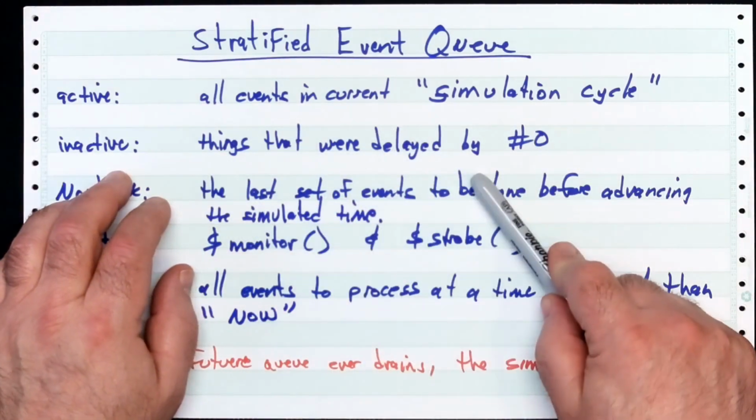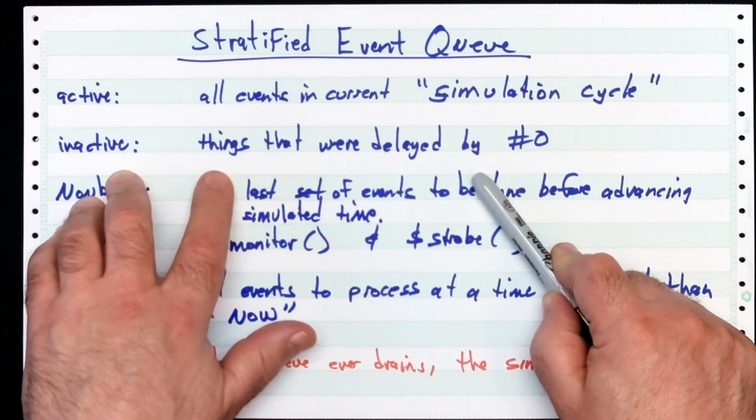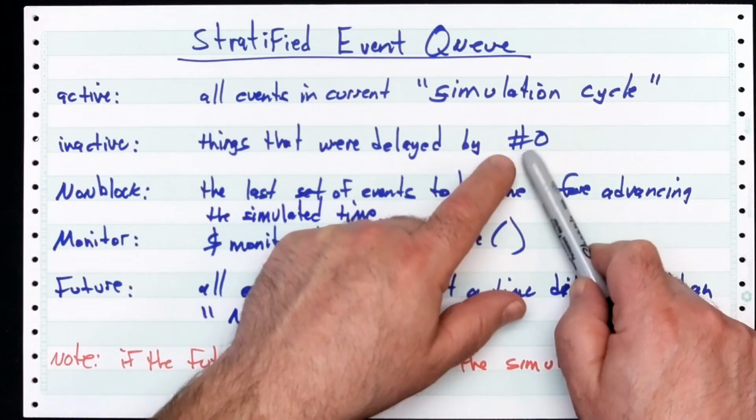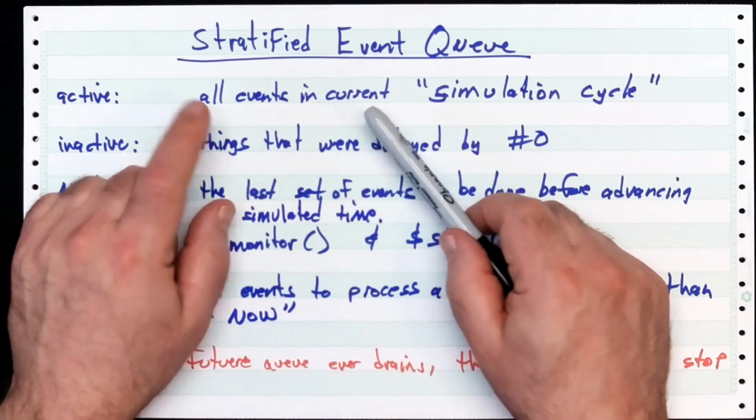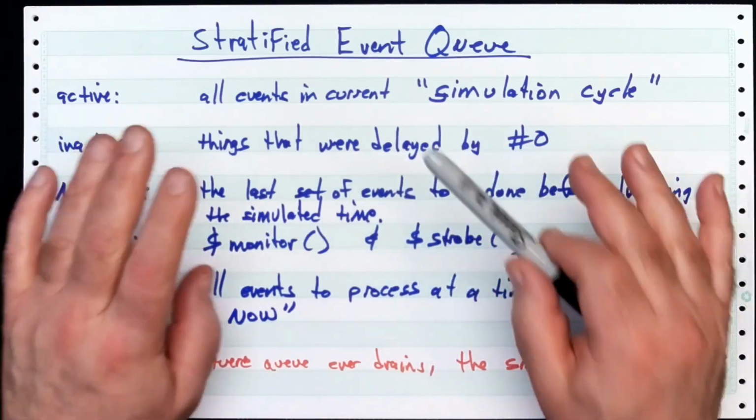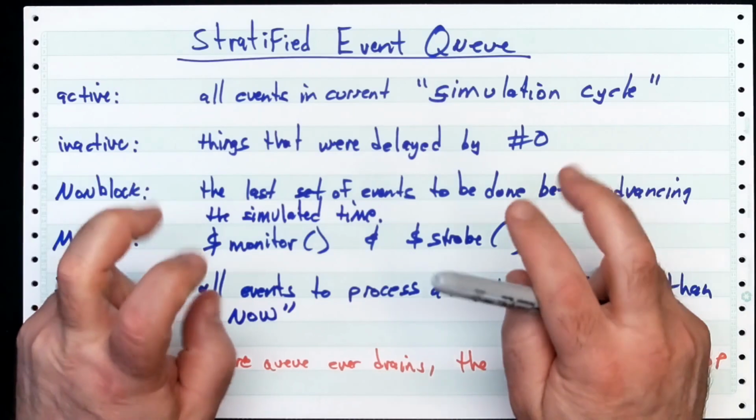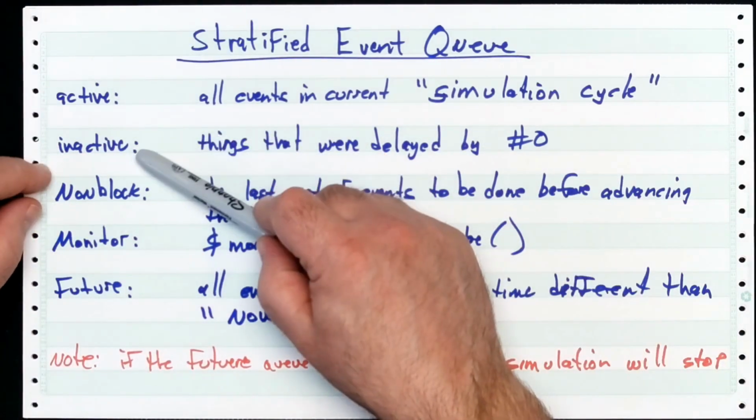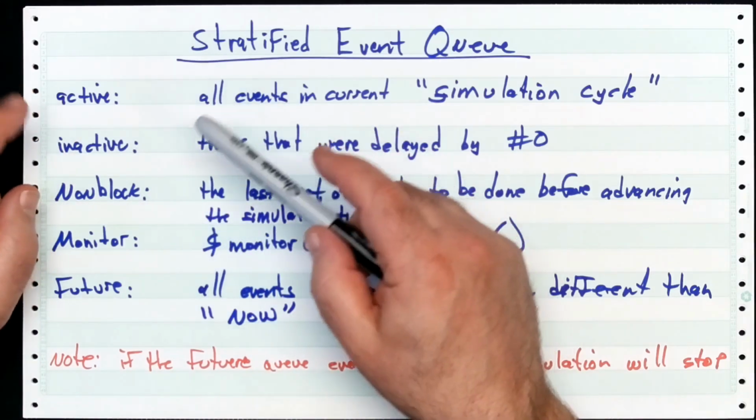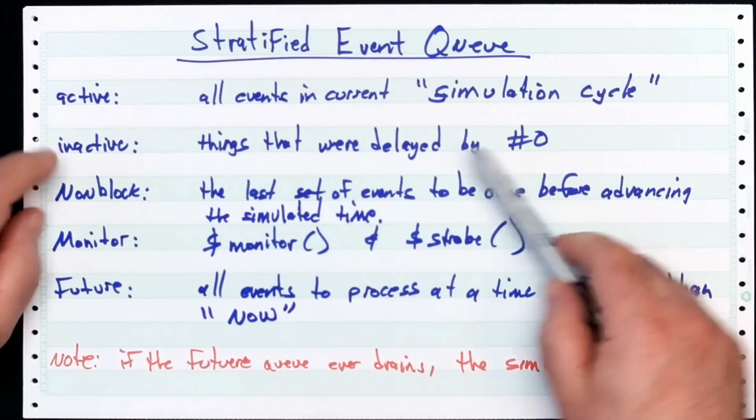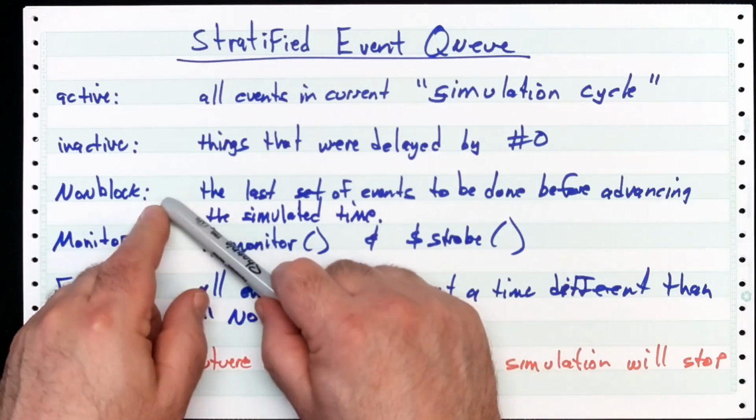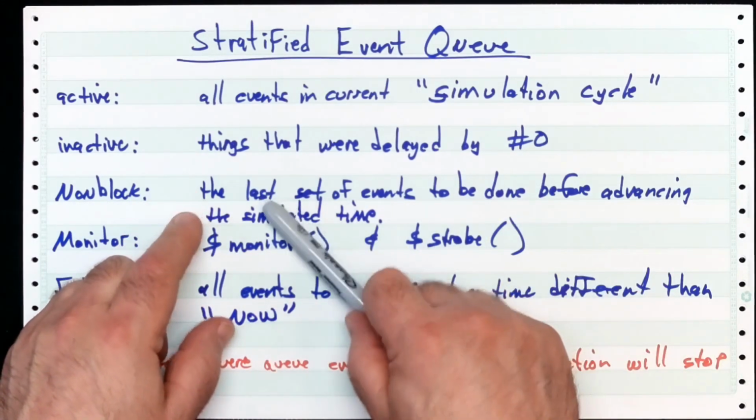The inactive list is the items that were in the active list but have a #0 in there. We talked about this before. That's a way to say, let me continue now, but after everything else that's already scheduled, I should say, to run now has completed. So this is where you put things that say, move me to the end of the list, but still run me before the simulated clock advances. That's this list here. Non-blocking list is the list of the assignments that we're going to talk about in a minute. We'll come back here in a minute.